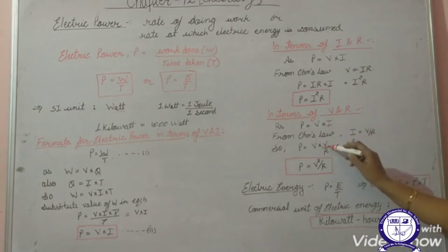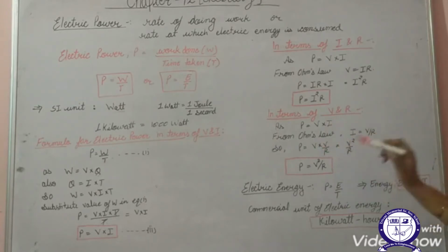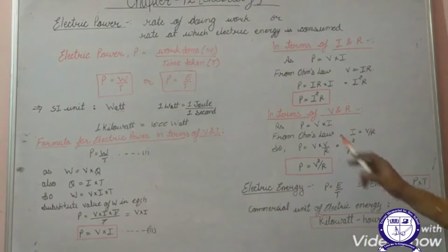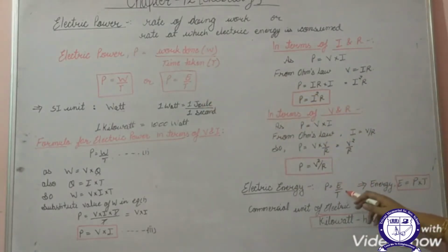So what we'll get? V into V by R, that is V square by R. This is the third formula for power in terms of voltage and resistance. Next is electric energy. From this formula, we can say that P is equal to E by T. So I can write this formula in terms of energy, that is E is equal to P into T.